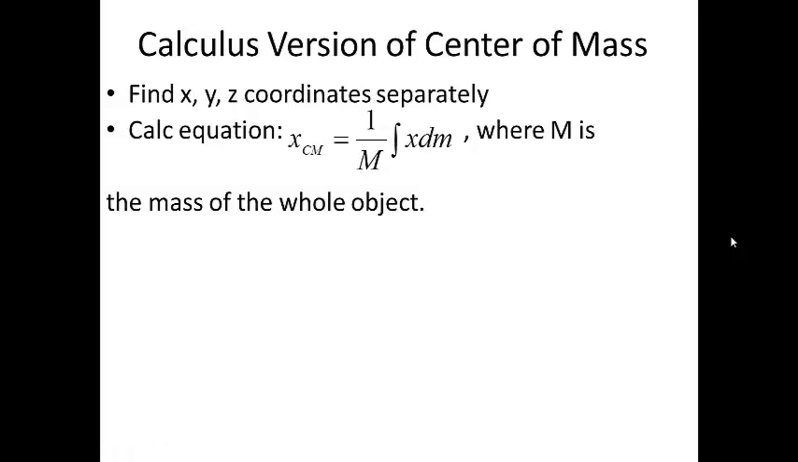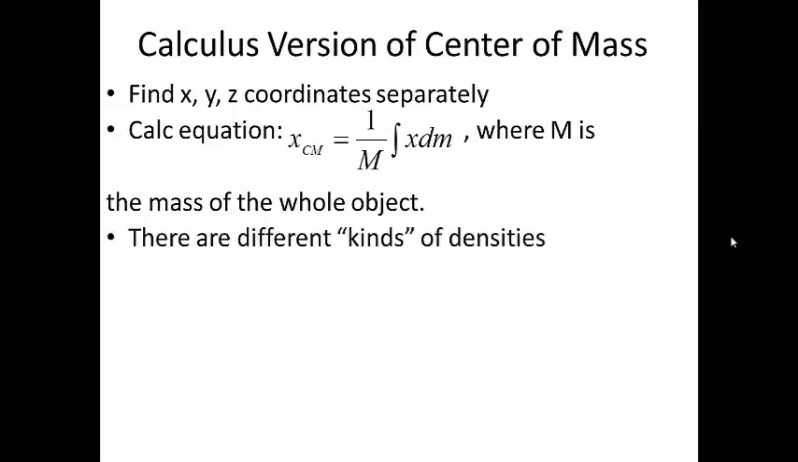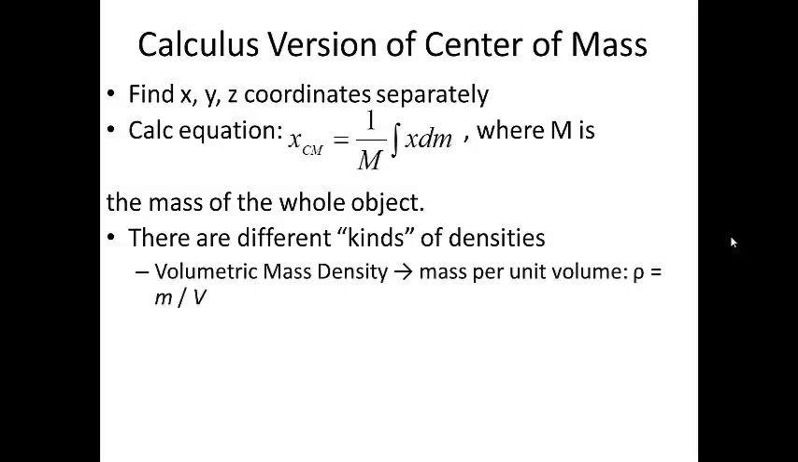Now, one thing that will help us with finding the center of mass using the calculus version is learning about different kinds of densities. So we know D equals m over v. That's actually called volumetric mass density. That's mass per unit volume. In physics, the symbol rho, which is a Greek letter, is used. So the volumetric mass density is rho, which is m over v.